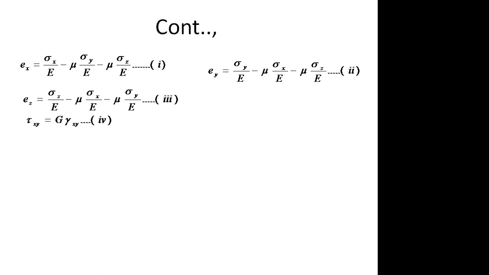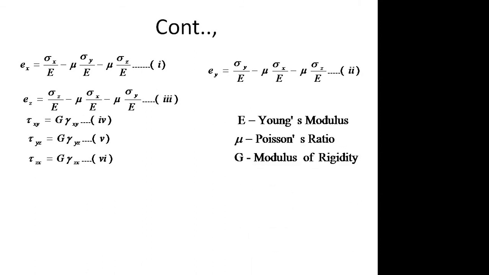Okay. Now similarly for tau xy, we can relate it to gamma xy, that is the shear stress and the shear strain, by the rigidity modulus. We know that shear stress by shear strain is equal to the rigidity modulus. So shear stress tau xy is equal to G into gamma xy. Similarly, tau yz is equal to G into gamma yz, and tau zx is equal to G into gamma zx. Where E is Young's modulus, mu is Poisson's ratio, and G is the modulus of rigidity.